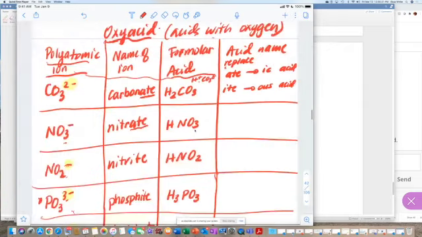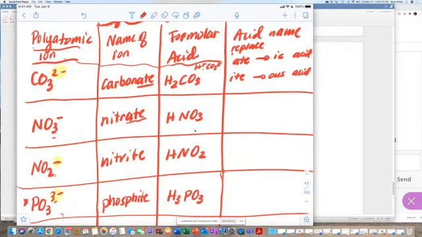So for the simple ones, I'll start with those. Oh, I used the space here. I'm sorry, guys. Go ahead and copy that. Ate is replaced with ic acid. Ite is replaced with ous acid.